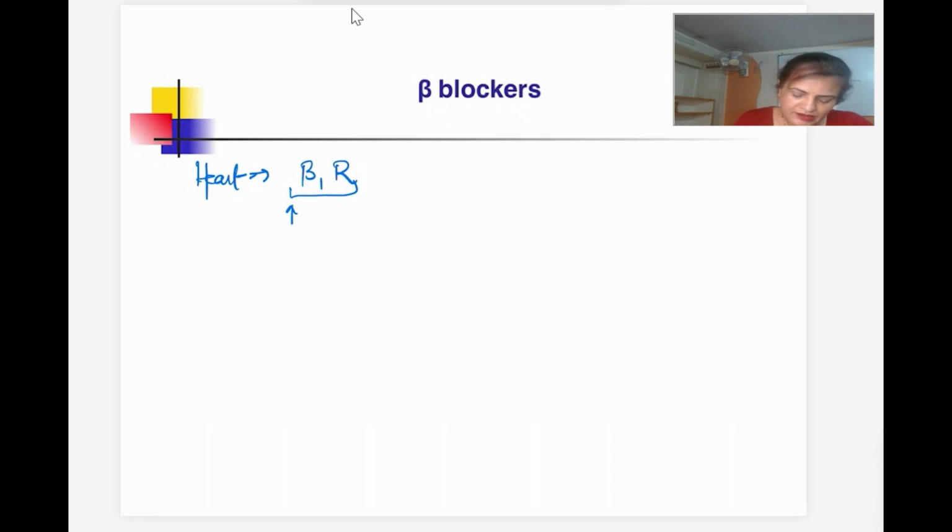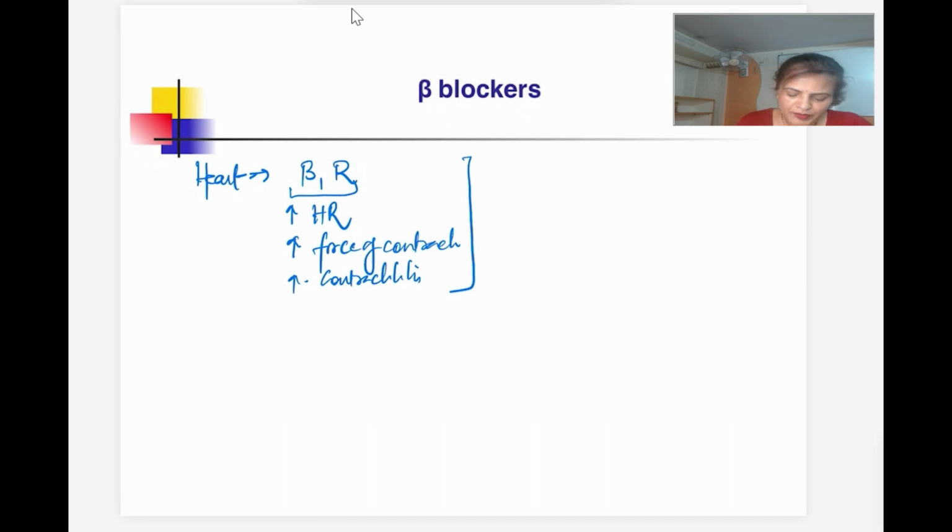So there will be increased heart rate, increased force of contraction, increased contractility, and all the positive inotropic, chronotropic and dromotropic effects, even conduction will be increased. The chronotropic effect is the heart rate, the inotropic effect is the contractility, and this is the dromotropic effect.